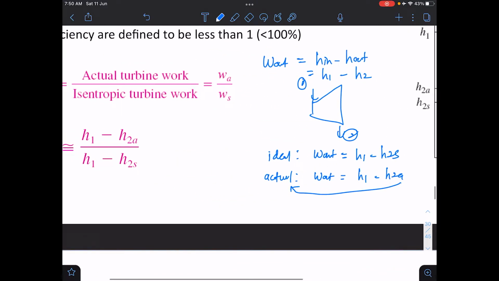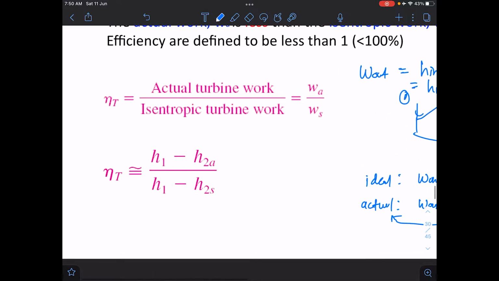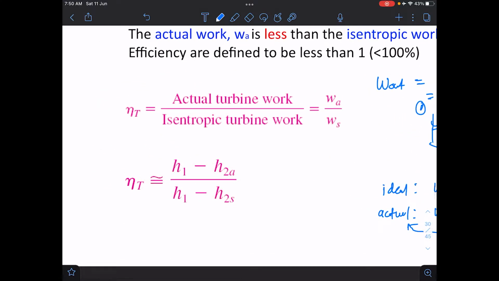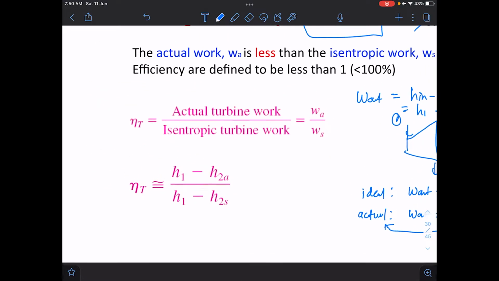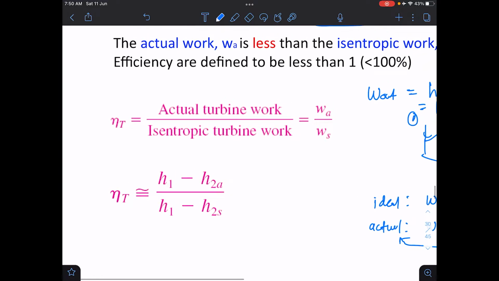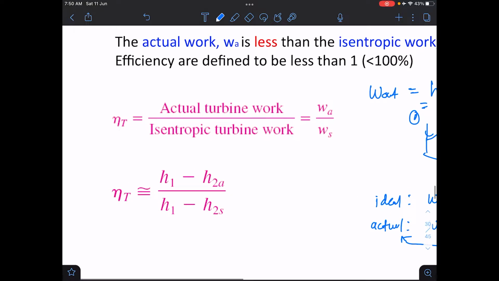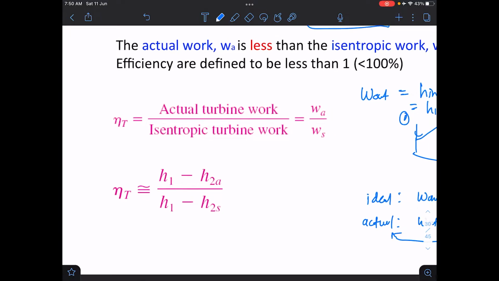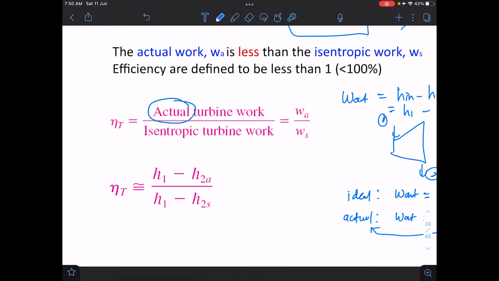Okay, so in order to calculate the isentropic efficiency for a turbine, we should get the ratio of the actual over ideal turbine work, because the actual work of the turbine is always lower than the ideal or isentropic one. This isentropic basically represents ideal. That's why the ratio is calculated like that, actual over ideal.